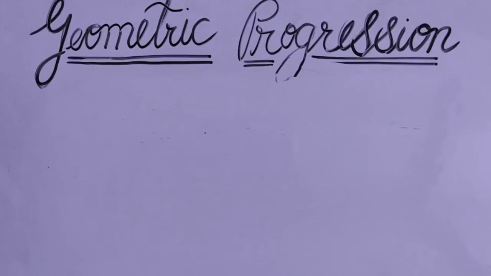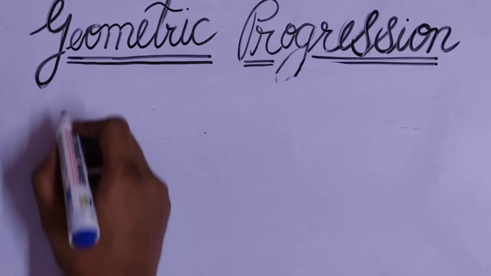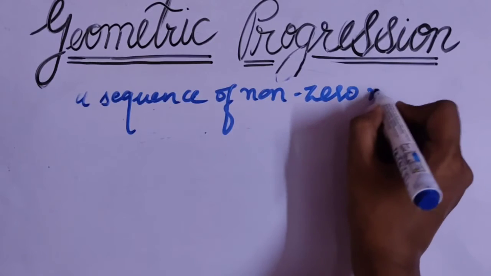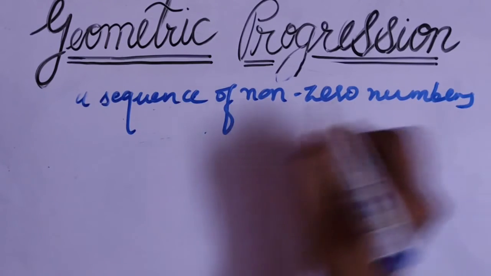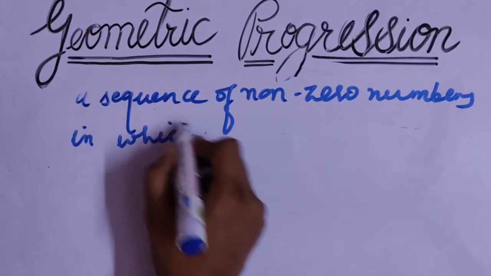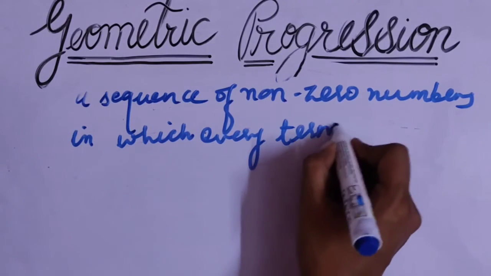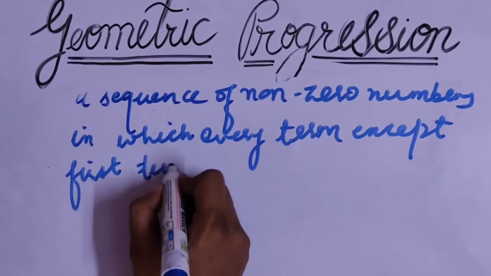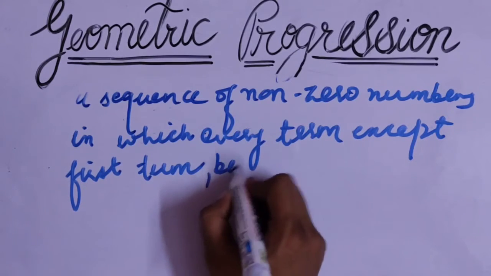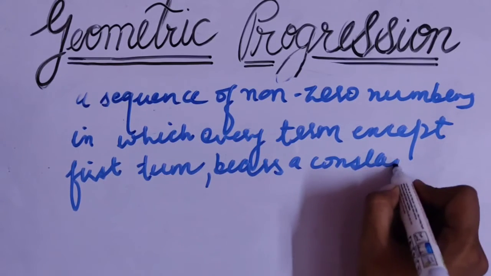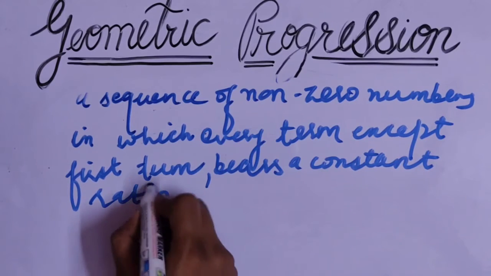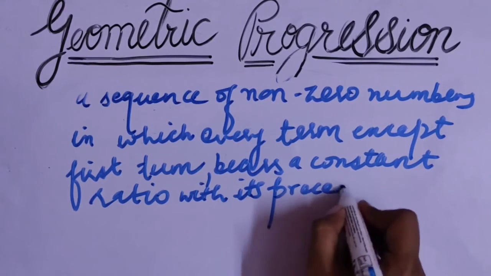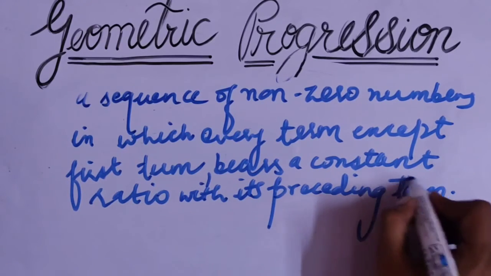So let us take the definition of geometric progression. Now what is the definition of geometric progression? Listen very carefully. A sequence of non-zero numbers in which every term except the first term bears a constant ratio with its preceding term. So this is called our geometric progression sequence.